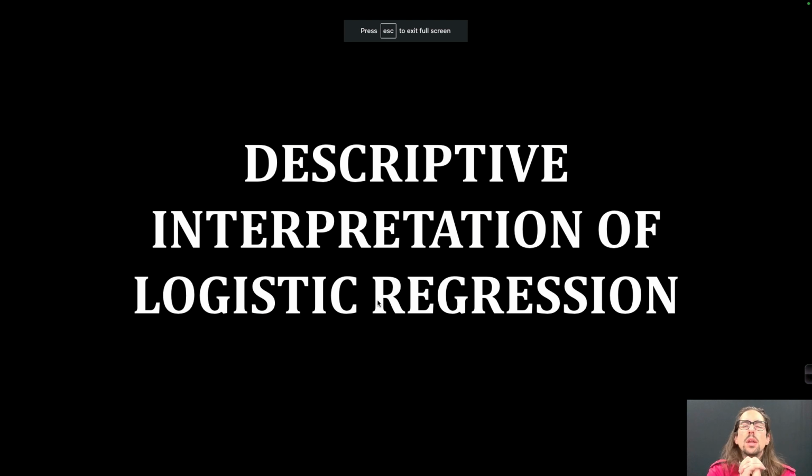So I've told you what the coefficients mean in terms of the slope, how they modify this prediction function. I've told you how to get inference in them, but who cares? How do you actually interpret this stuff in any kind of meaningful way?